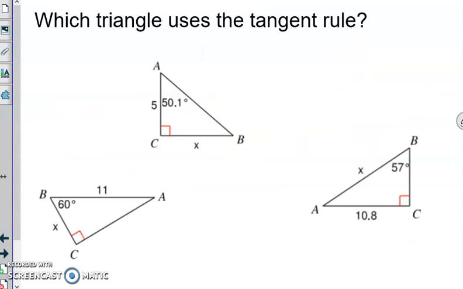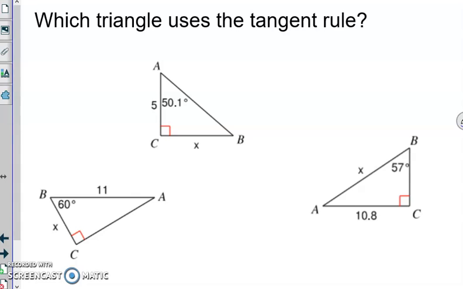We're going to do 3 screens of problems, and in each screen I am asking you to identify which of these triangles uses the tangent rule, because there are 3 rules, and we're going to talk about tangent for today. What I'd like you to do is shade the 2 sides of the angle that's given to you, that's the non-right angle, and then identify the sides as opposite, hypotenuse, and adjacent. Then circle the triangle that will use the tangent rule, which uses the opposite side and the adjacent side.